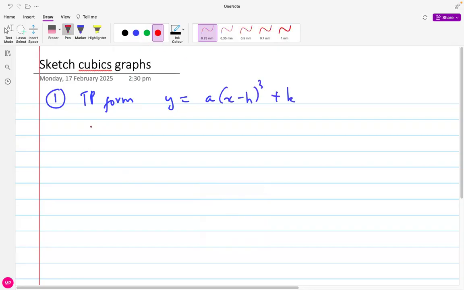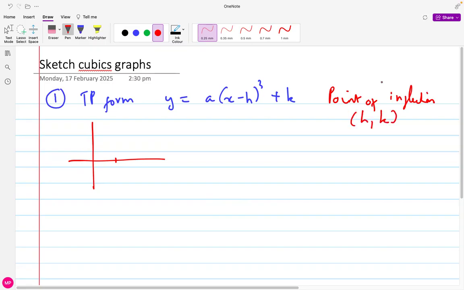With this form, you have the turning point, or we call that the point of inflection, which is (h, k). So POI, point of inflection, you have h and k here. If you have a positive cubic, your shape will look something like this. It's kind of flat around the point of inflection, and it goes like that. Sorry, that doesn't look very nice. That's h and k here.